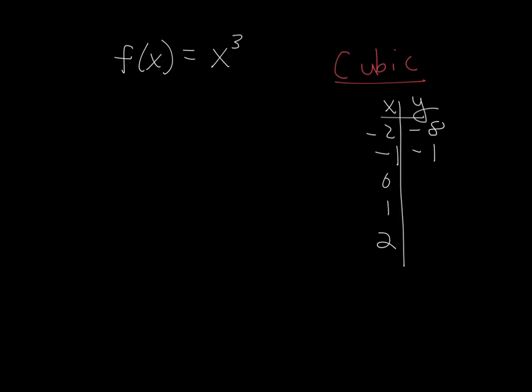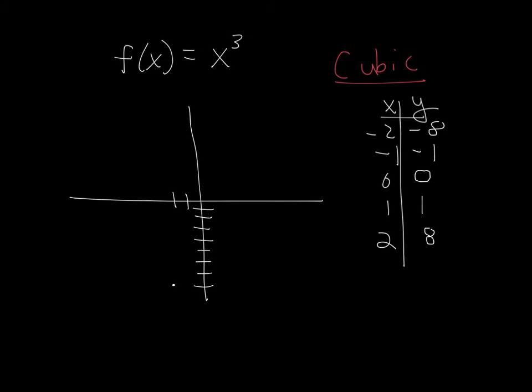0 times 0 times 0 is 0. 1 times 1 times 1 is 1. And 2 times 2 times 2 is 8. Believe it or not, that should be enough to get us going here on what this graph looks like. Not that difficult. Negative 2, negative 8. It's right there. Negative 1, negative 1. 0, 0. 1, 1. 2, 8.